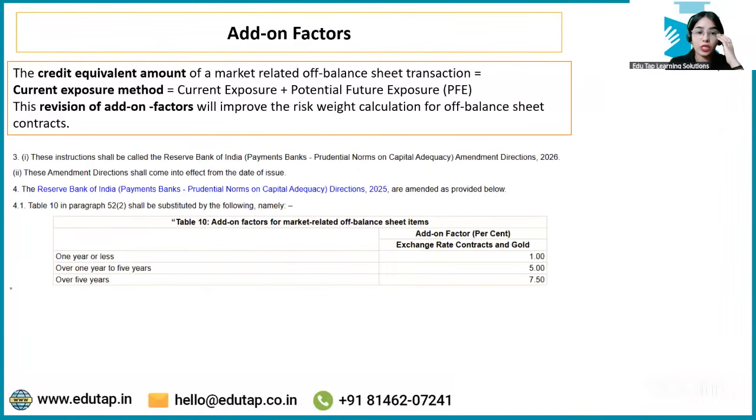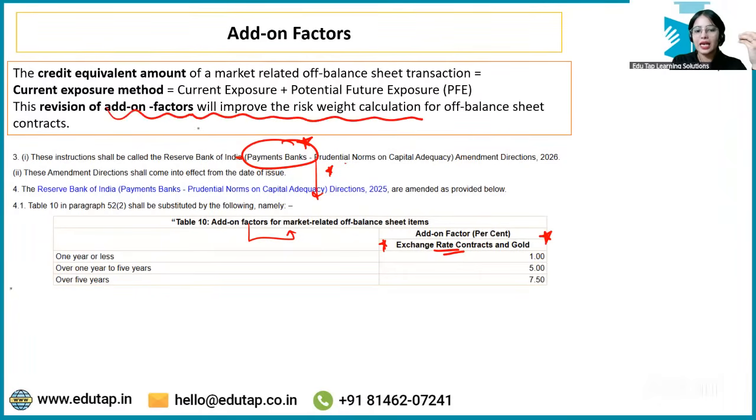Now, next is for the payment bank. This is important. As I've told you, there were different notifications that were released. For the payment bank, it was said that the add-on factors will only be applicable for the exchange rate contracts and gold. So remember which category of bank has only the exchange rate contracts and gold add-on factor. It is the payment bank. The add-on factors are basically able to calculate the potential future exposure, and the payment bank has only the add-on factor for the exchange rate contracts and gold.